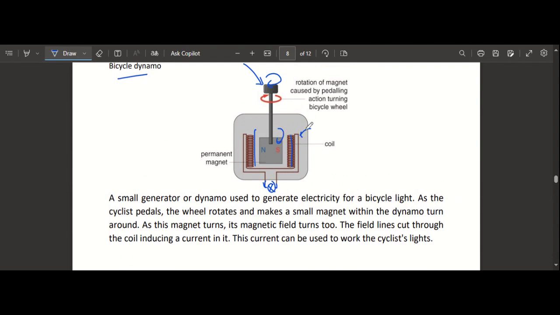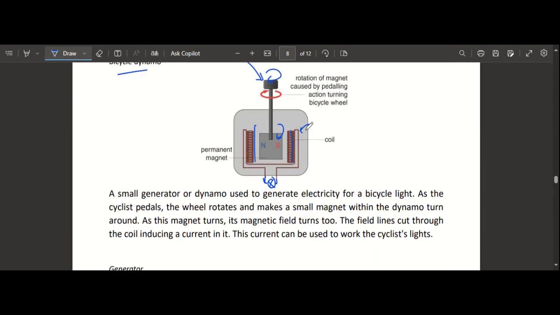Here it's explained: a small generator or dynamo is used to generate electricity for a bicycle light. As the cyclist pedals, the wheel rotates and makes a small magnet within the dynamo turn around. As this magnet turns, its magnetic field turns as well. The field lines cut through the coil, inducing a current in it. Actually, here it should be inducing a voltage in it, because voltage is the one causing the current. This current can be used to work the cyclist's light. Is it understood?